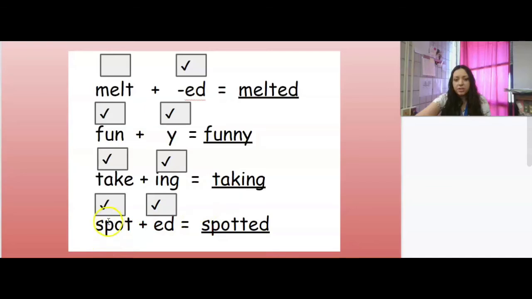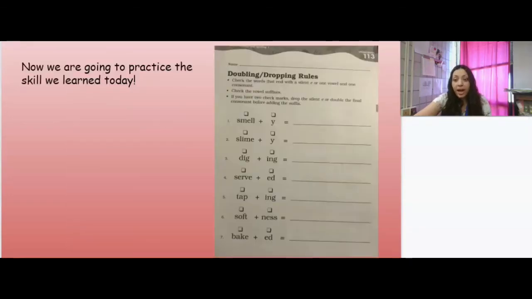Spotted. So look, spot. One vowel, the O, with one consonant behind it. So I'm going to check mark it. And then ED is a vowel suffix because it begins in E, so I check mark it. So spotted needs that double T in there. All right. So we are going to practice doing that together on our activity sheet for lesson 113. Okay, so go ahead and pull that out.